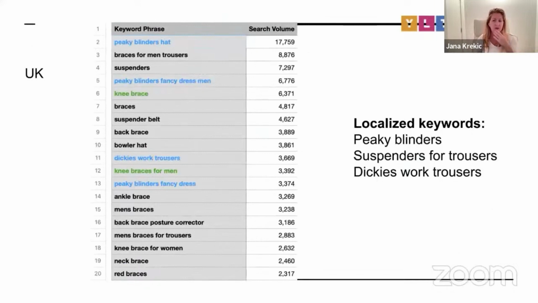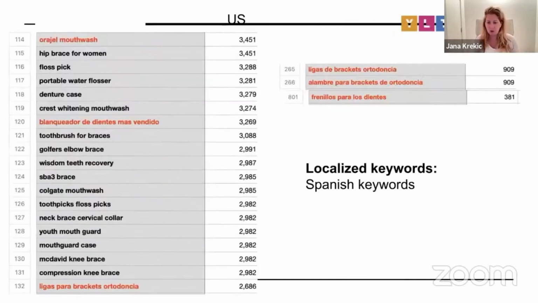In localized keywords, what is really interesting is that Peaky Blinders is in the top search terms for this product because of the very famous TV show from the UK set in a different time. I think it's the beginning of the 20th century, and they all wear these famous peaky hats and braces, meaning supporters for trousers. So I guess a lot of people will search that when trying to find this product. And then, of course, when it comes to US keywords, you'll have the Spanish keywords, which are not usable on an English marketplace.